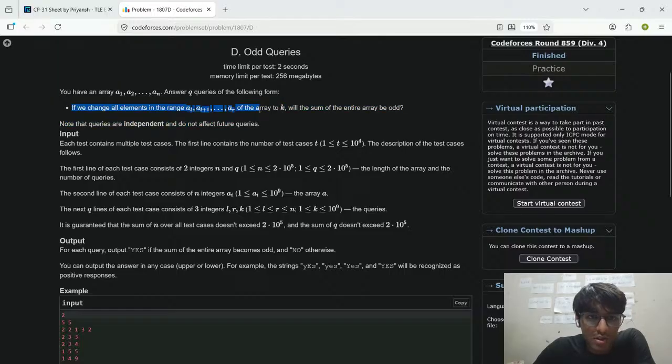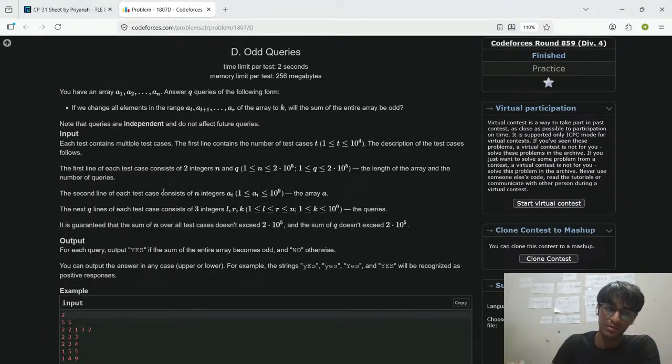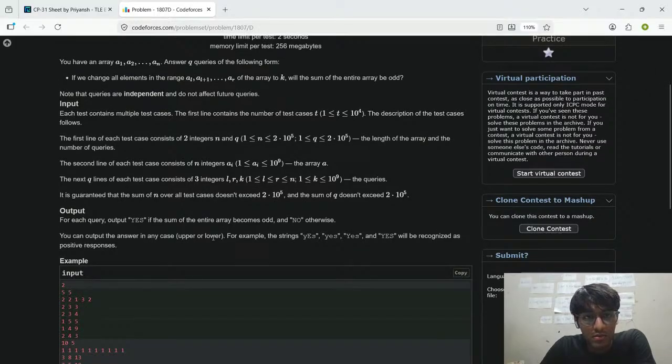Change all elements in that range of the array to k, with the sum of the array. The queries are independent, so after one query the answer resets to the original value which was given by the user. Each input contains multiple test cases. The description of the test case is as follows. The first line of each test case contains two integers n and q, the length of the array and the number of queries. The second line of each test case consists of n integers a_i, basically the array. The next few lines of each test case consist of three integers l, r, k, the queries basically, and there will be a double loop.